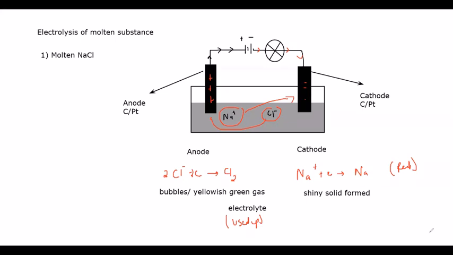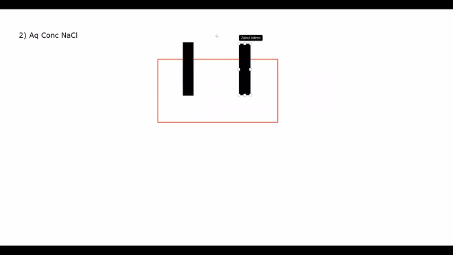What will happen if you were having aqueous concentrated NaCl? In this case, if you have aqueous concentrated NaCl, or sodium chloride, you have these electrodes, anode and cathode, and the solution, the electrolyte. This aqueous concentrated NaCl, what does it contain? It contains sodium chloride and it contains water as well.